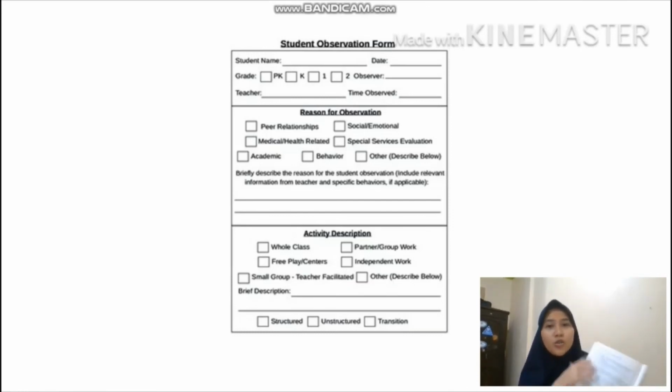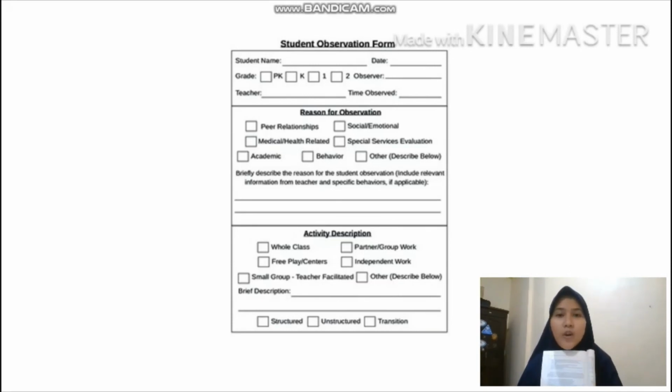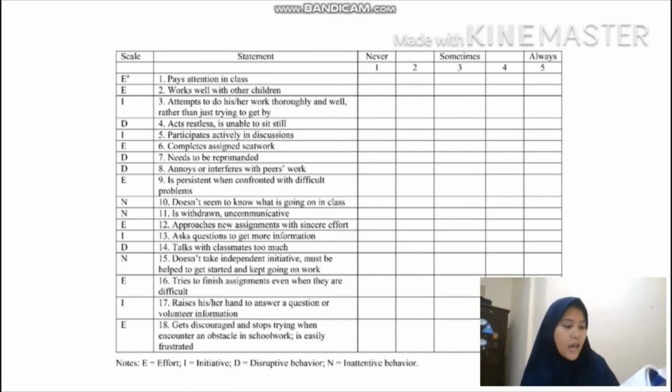checklist. Pokoknya kalian tulis dulu objektif dari observe-nya yang akan kalian lakukan. Baru nanti kalau misalkan students itu melakukan apa yang kalian jadi objektif, apa yang kalian jadi tujuan, nanti kalian bisa checklist. Tuh. Dan lastly, yang terakhir adalah rating scale.